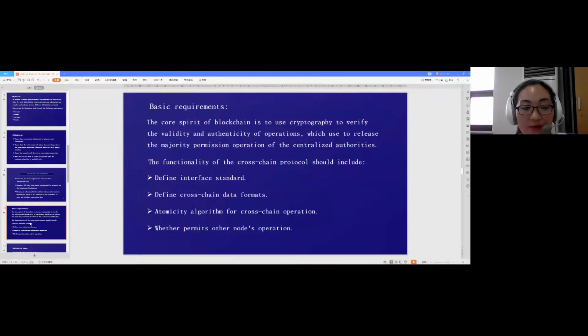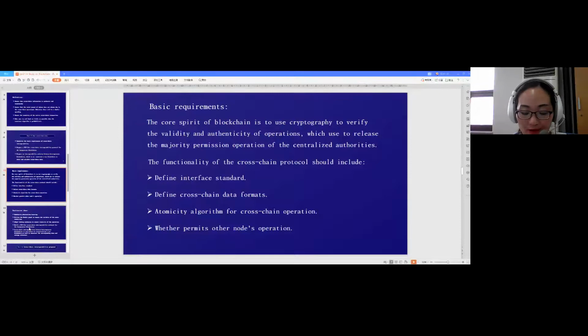The basic requirement of a protocol covers four aspects. We need to define a standard interface, define a cross-chain data format, design an automatic algorithm for cross-chain operation, and check whether we need to permit other nodes' operations. Because the core spirit of blockchain is to use cryptography to verify the validity and authenticity of operations, which is used to release the majority permission operation of the centralized authorities.